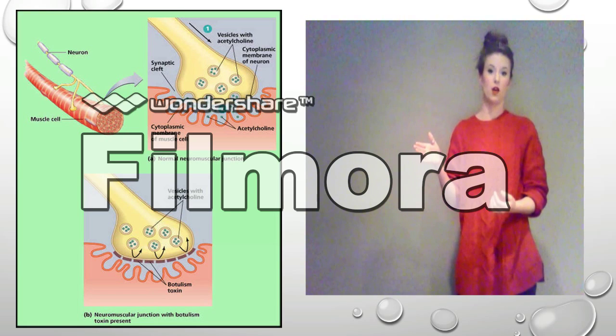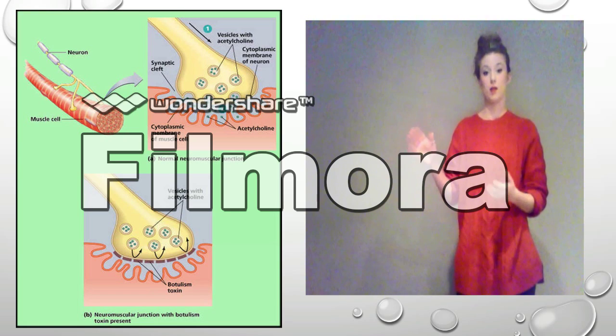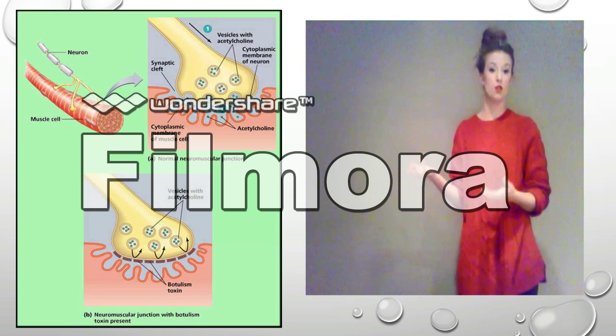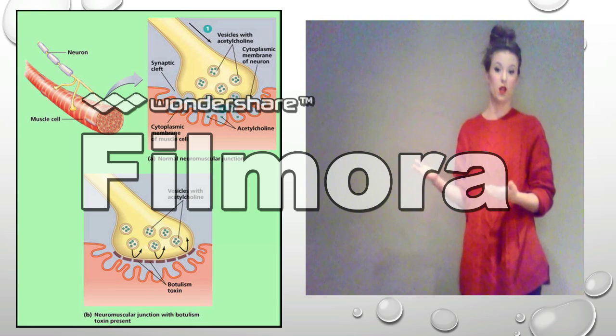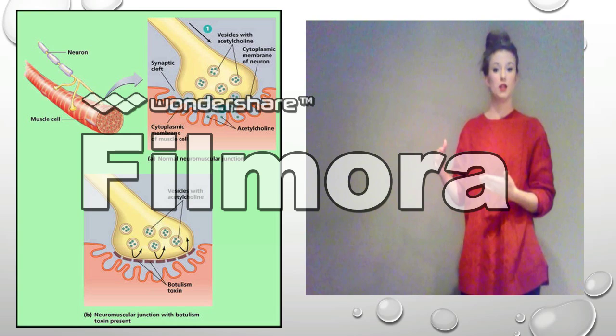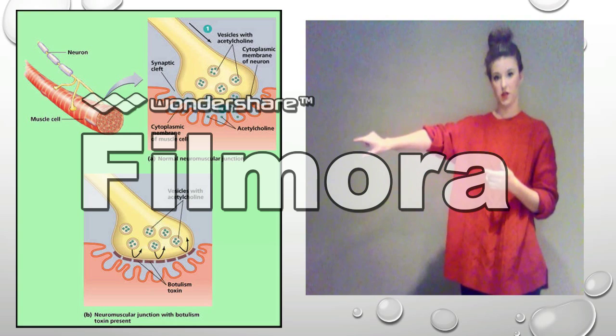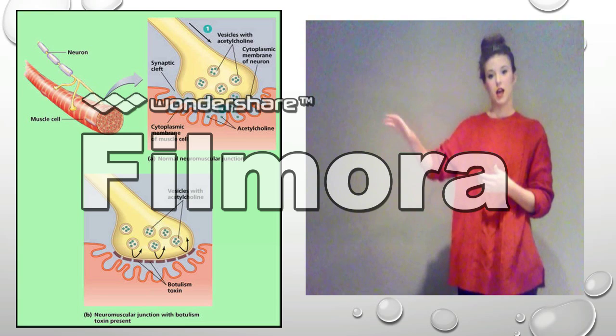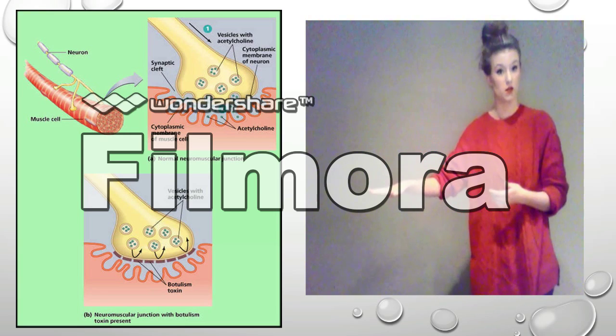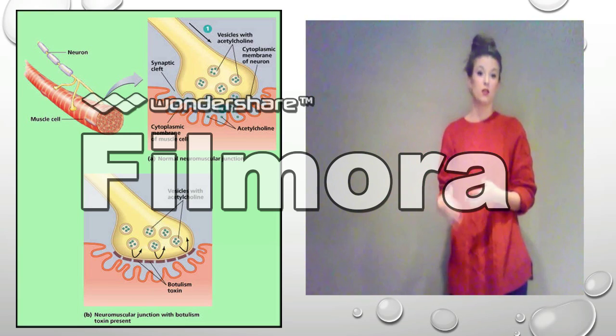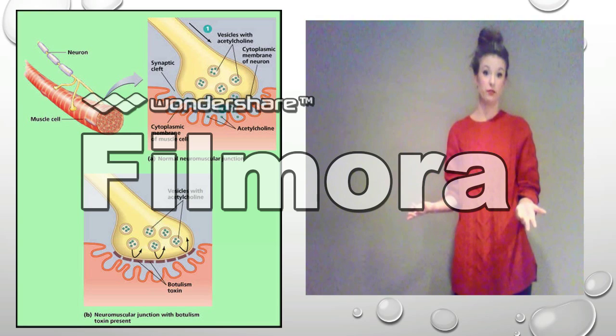In the nerve cell, there are tiny little sacs called synaptic vesicles that contain the neurotransmitter acetylcholine. Once this acetylcholine is released, it travels across the synaptic cleft, which is that space you see right there, and attaches to the receptor sites in the muscle cell. Ultimately, this causes a muscle contraction.